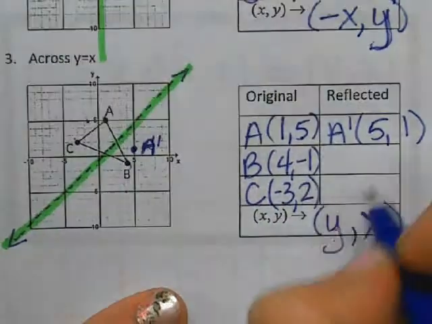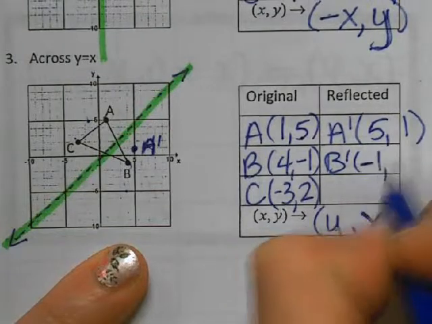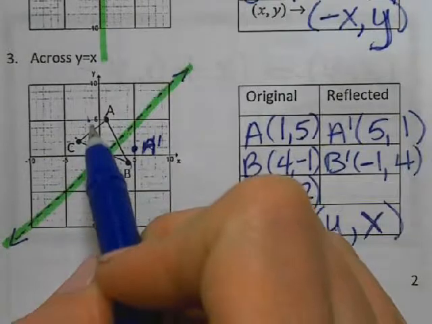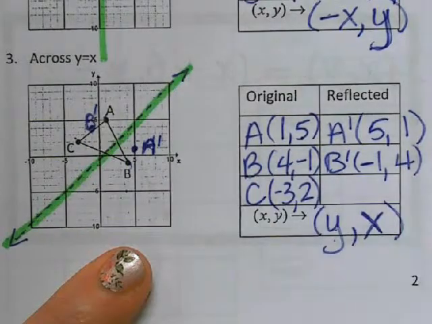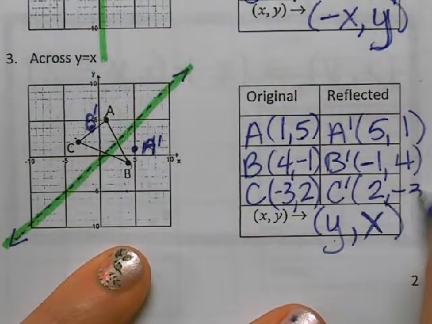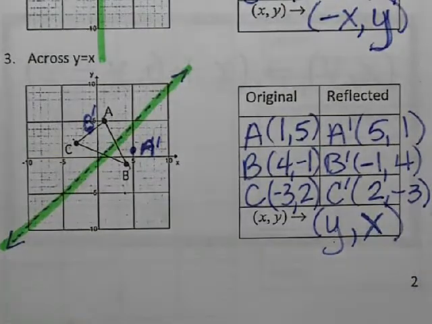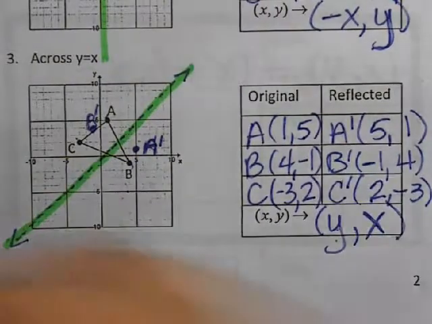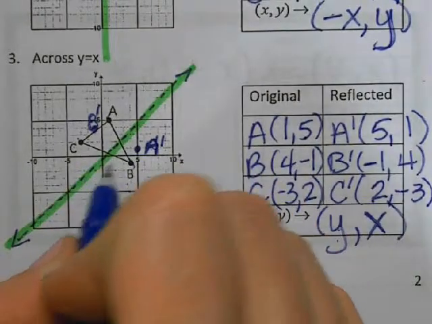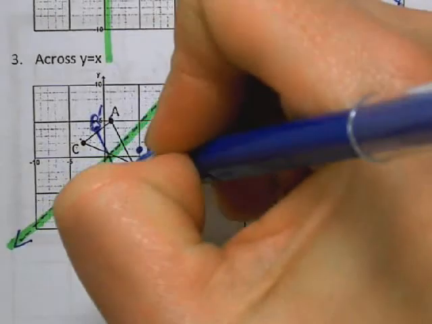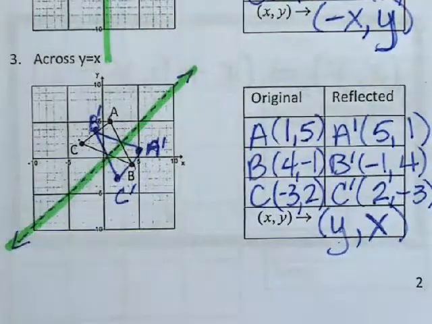B, I'm going to flip my y and my x. So B prime is at negative 1, 4. And C, same thing. You're going to flip your y and your x. So it's 2, negative 3. Notice I didn't change negatives or positives. I literally just changed the place they were in. 2 was in the y spot, now it's in the x spot. So now our 2, negative 3, which is about right here. And then you just connect your dots, and that is your image.